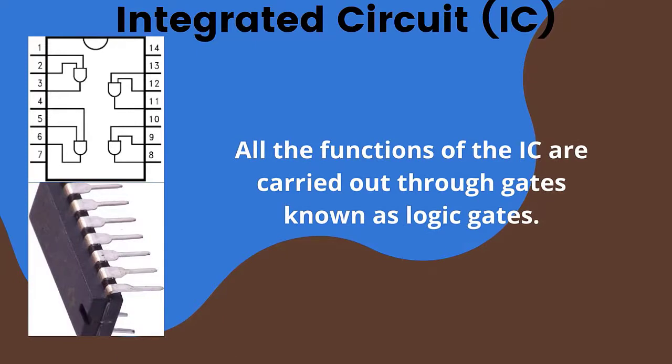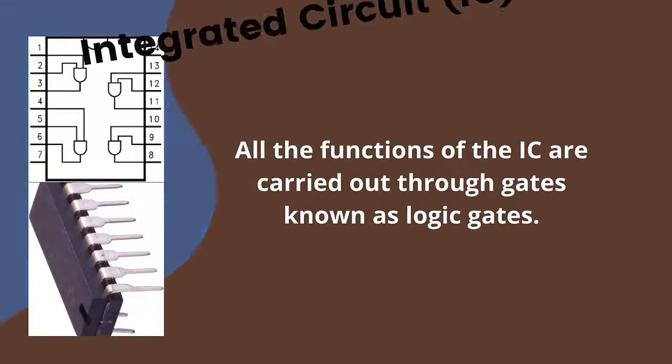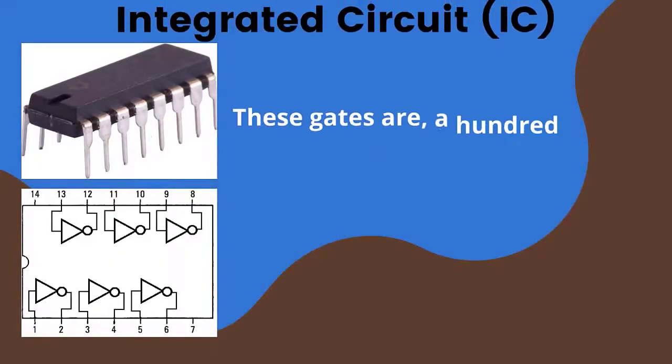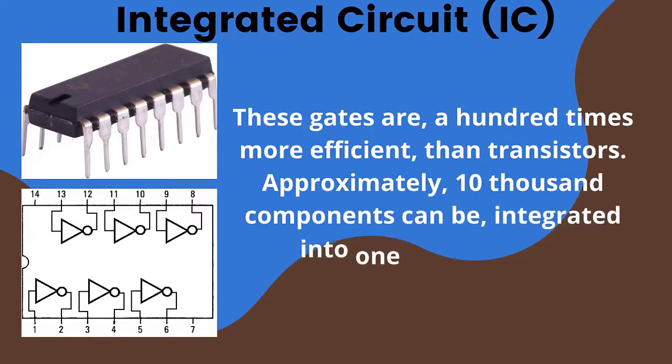All the functions of the ICs are carried out through the gates, known as logic gates. These gates are 100 times more efficient than transistors. Approximately 10,000 components can be integrated into one small IC chip.